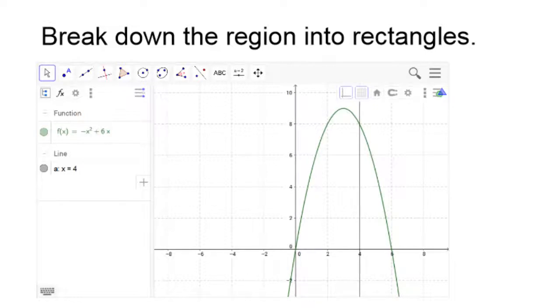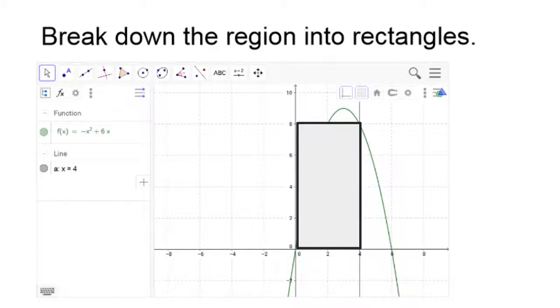So we want to break this region down into rectangles in order to approximate the area under the curve between x equals 0 and x equals 4. So the most rough example of breaking this down into rectangles is to break this down into a single rectangle. Now I'm going to pop this up, and there's a single rectangle. As you can see, it's a very rough estimate.